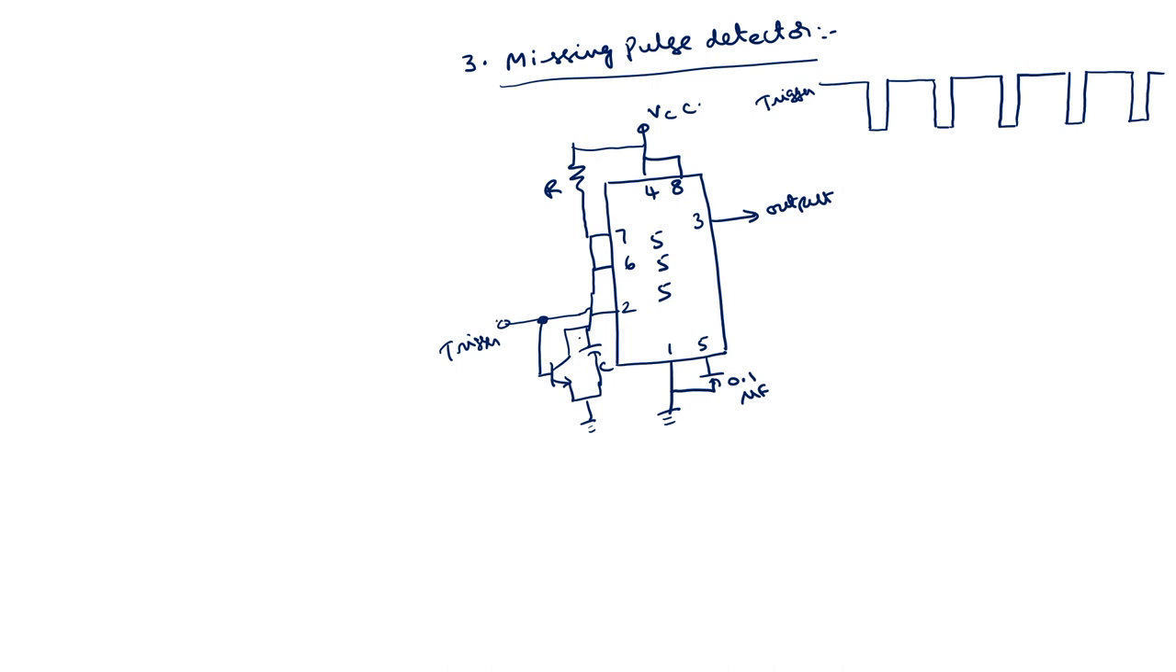A negative going trigger signal here will short circuit this transistor, thereby the capacitor will charge towards VCC with a time constant of R into C. And whenever this negative going trigger crosses 1/3 VCC, as we know, output goes to high.